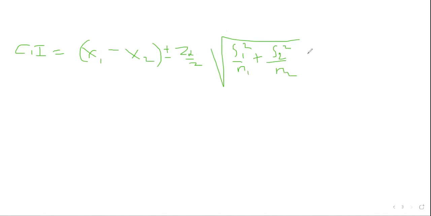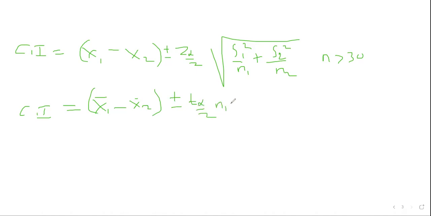Dealing with N greater than 30, that is. It's more tedious when you're dealing with N less than 30. Our formula becomes mean 1 minus mean 2. And here we're going to use a degree of freedom for two samples. So we're going to have N1 plus N2 minus 2. That is a degree of freedom.